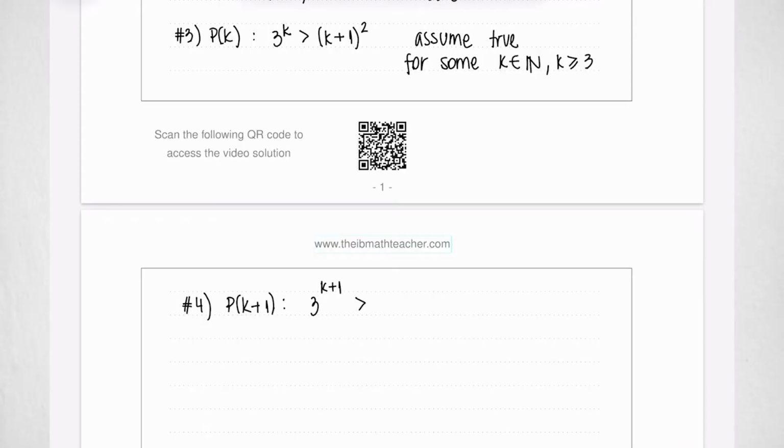Step number 4, which is the hardest step in any induction proof, which is the inductive step. For inequalities specifically, we write P(k+1) by replacing the k's by k+1, which in this case means 3^(k+1) has to be greater than (k+1+1)^2, which of course is the same thing as this. Now, we didn't prove anything just yet. We did score a few marks in the beginning, but the majority of the marks are right here.